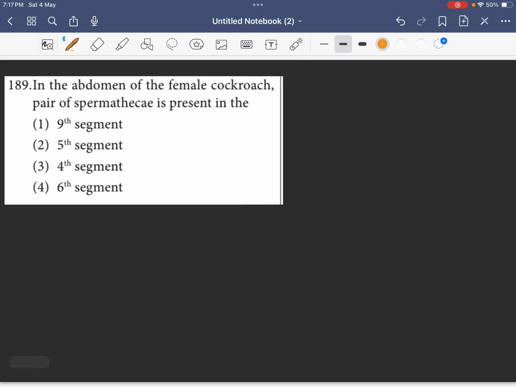In the abdomen of the female cockroach, the pair of spermatheca where the sperm deposition happens is in the 6th segment. Okay, so your answer is 4.